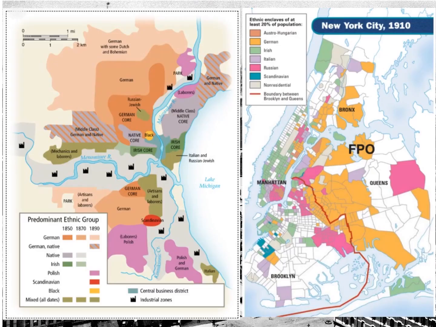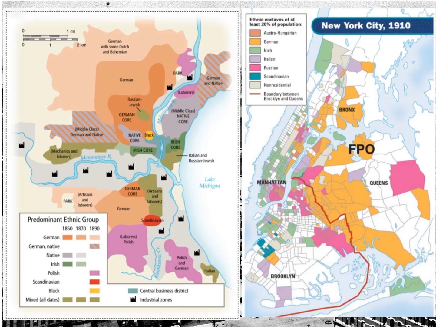Here's a map of, well, just to prove to you just how ethnically diverse Chicago and New York are, here you go. Here's a map of Chicago in the 1890s, and you'll see that Chicago is a quilt. It's made up of German neighborhoods, Irish neighborhoods, Polish neighborhoods in South Side Chicago. Of course, these have all moved around.